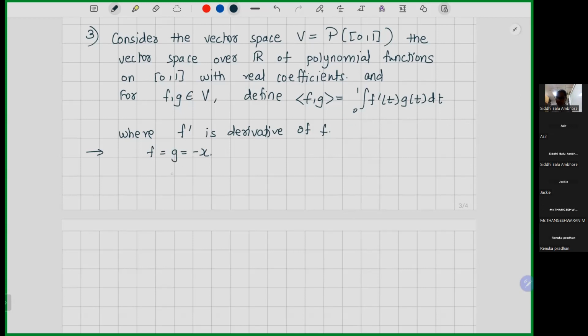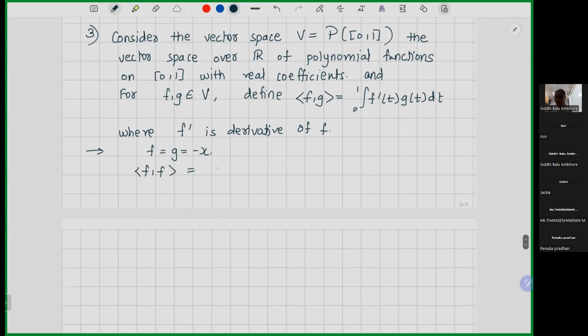Then how does it become minus? Because then the inner product of f comma f, you are talking about the positivity property, right? In that case f dash is minus 1, g is minus x, so it is the integral from 0 to 1 of x dx, which is very well positive. Okay. Note that symmetry won't be a problem here.